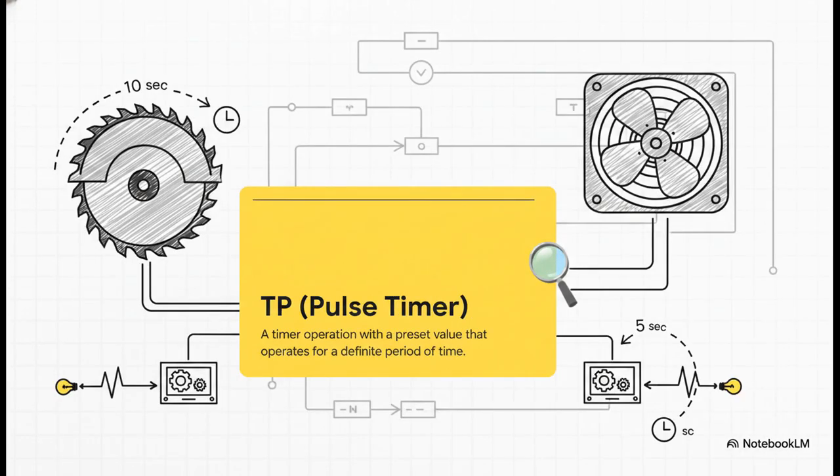And, to manage our timing, we'll be relying heavily on TP timers or pulse timers. A machine doesn't naturally know what 10 seconds feels like, right? It doesn't have an internal stopwatch, so a TP timer dictates that rhythm. Once it gets a signal, it holds an output on for a highly specific preset duration, even if the initial trigger disappears.